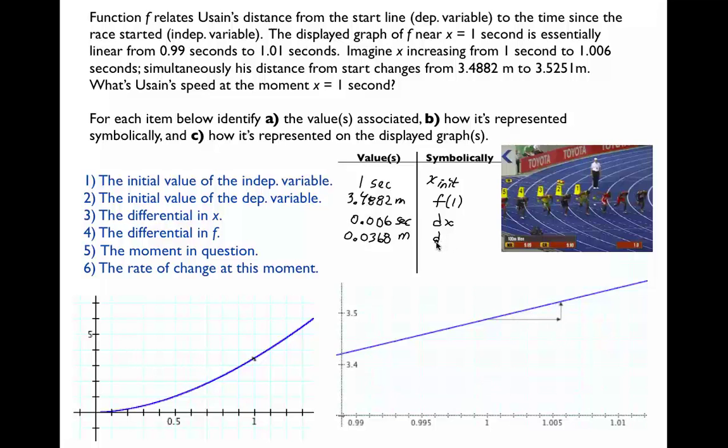So we can use df, okay? f is the name of the function, but we can use df to mean a change in the dependent variable. It's okay, all right? We can do that. So df. Okay? So what's the moment in question? Oh, let's talk about some on the graph. What about the initial value of the independent variable? Where's that represented on the graph? Basically, x equals 1. How do you see that in the graph?